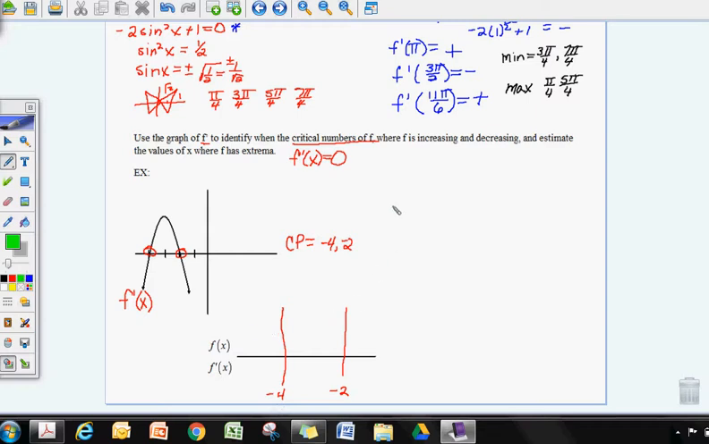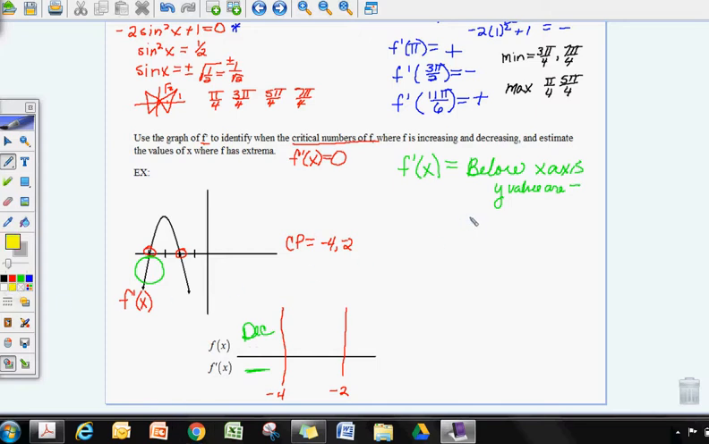So now is where it gets a little tricky. If a derivative is below the x-axis, now I'm going to highlight that. Do you see this region here? The y values are negative. So guess what? To the left of -4, it's below. That means the derivative is negative here. That means that the original function is decreasing.